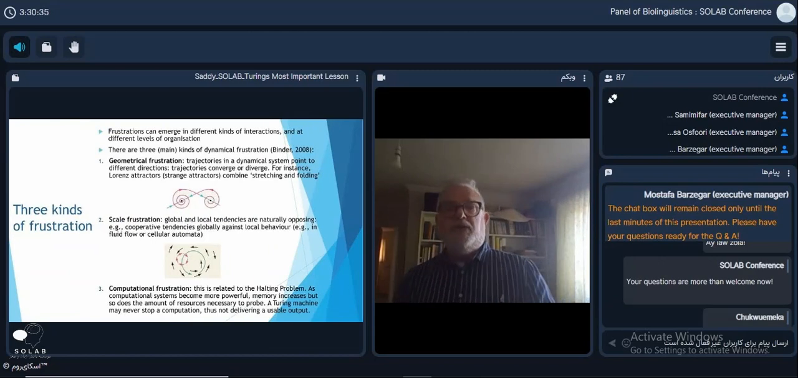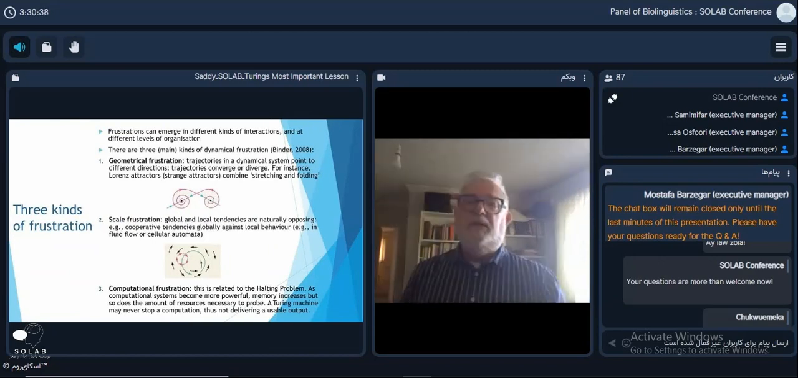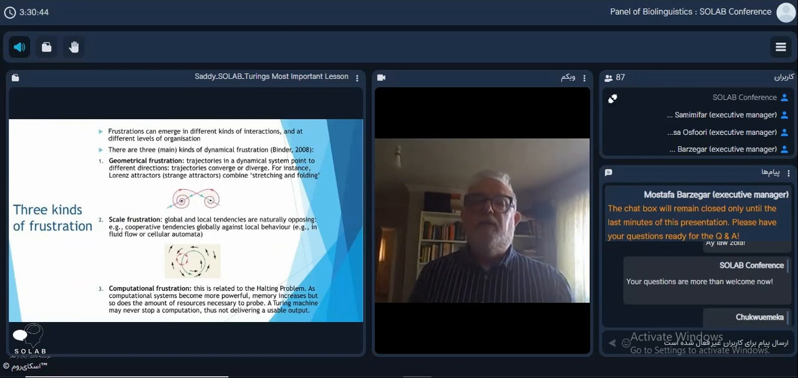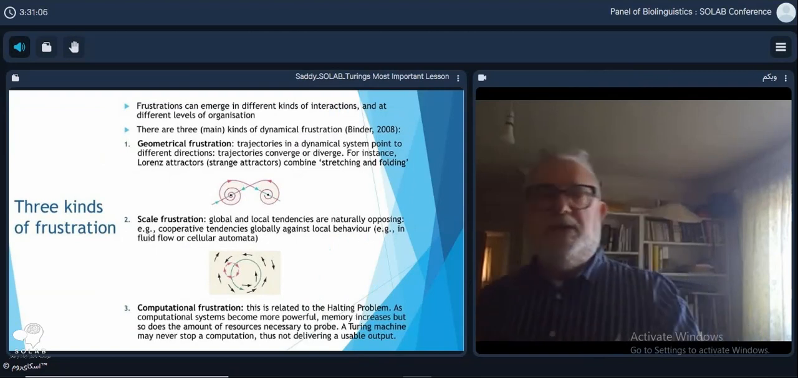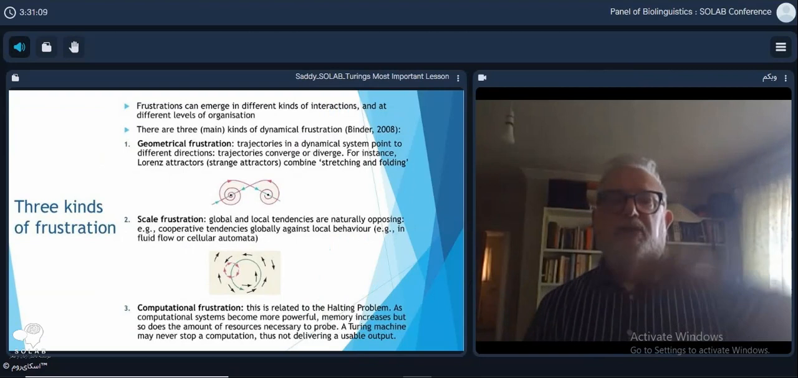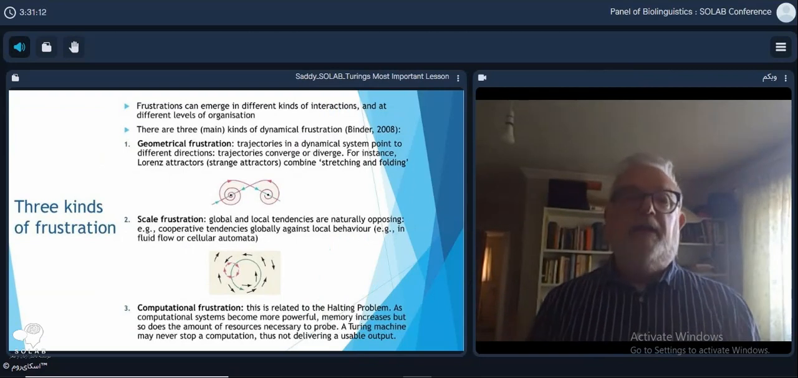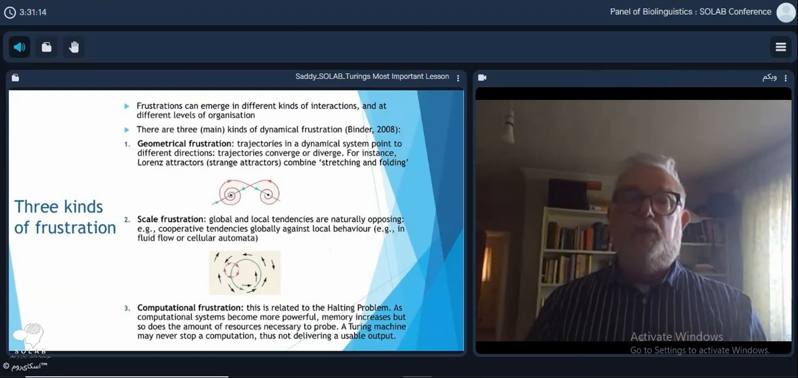So this notion of frustration, right? It's not just electrons that have to be anti-aligned. Frustrations can emerge in different kinds of interactions and at different levels of organization. And there are three main kinds of dynamical frustration. Geometric frustration talks about the trajectories in dynamical systems. When we talk about a trajectory in a dynamical system, we're saying that for a particular state, we can see a transit through the system as a whole. And any dynamical system will have multiple possible transits through it.